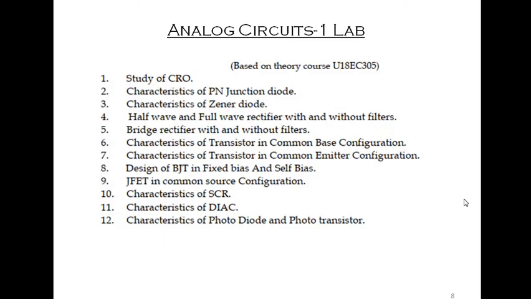And coming to the Analog Circuits 1 lab, we have 12 listed experiments. Out of these 12 we're going to see only 10 experiments, any 10, right? First one is a study of CRO, second is characteristics of PN junction diode, third is characteristics of Zener diode, fourth is rectifiers, fifth is bridge rectifier, sixth is common base configuration, seventh is common emitter configuration, eighth is BJT biasing, ninth is FET configuration, and 10th is characteristics of SCR.